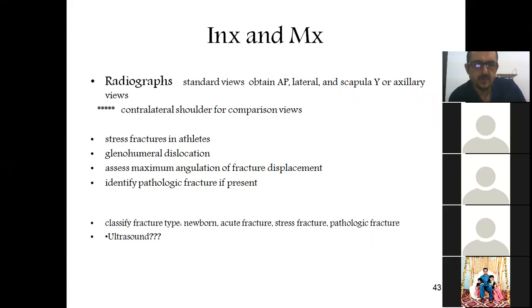So, in the radiographs, you should do standard AP, lateral, scapular Y view, and axillary views, and you should do the contralateral shoulder for comparison. And remember the stress fractures in athletes, as I told you, the little league shoulder. Glenohumeral dislocations are not common in the pediatric population. Measure the angulation of the fracture and displacement. Identify any pathological fracture if present. Classify it as newborn, acute fracture, stress fracture, or pathological fracture. In the pediatric population, you can use ultrasound to see if there is any fracture and displacement.